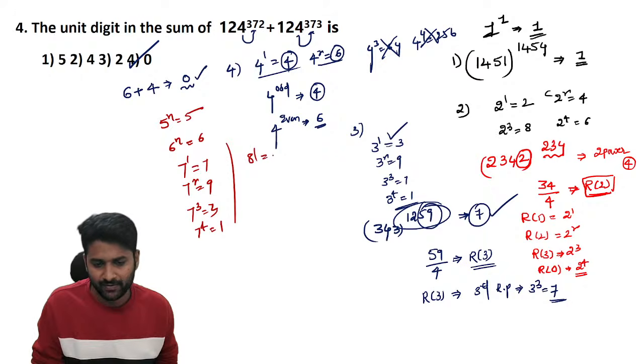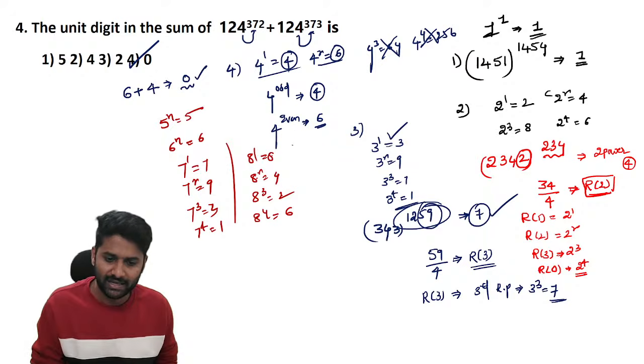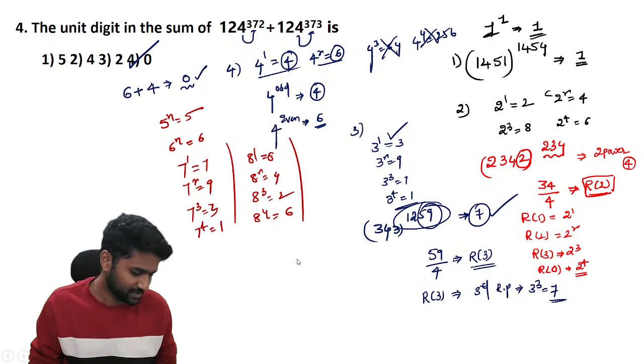Same way, 8 power 1 is equal to 8. 8 square is equal to 64. 8 cube is equal to 512, so you will get 2. 8 into 8 is 64, 4 into 8 is 32. 8 power 4: again, 2 is multiplied with the 8, so you will get 6. So again, in 8 cycle also 4 values are repeated.